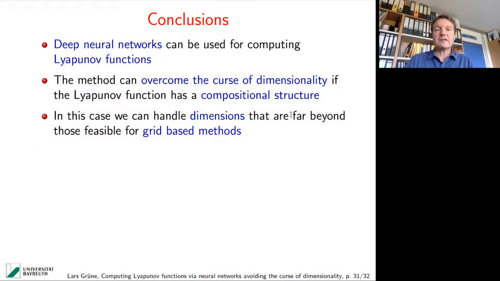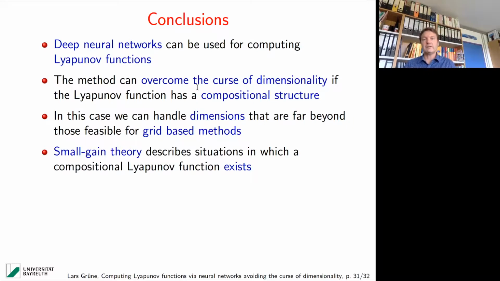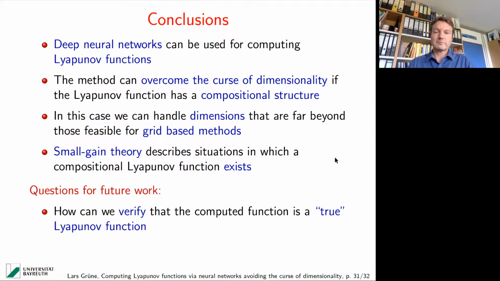And the second is that this compositional structure of the Lyapunov function is not entirely artificial, but rather follows from a well-established theory, the small gain theory, and this nicely describes situations in which a compositional Lyapunov function exists. Certainly not the only situation in which this happens, but a certain situation in which it works. What's on my list for future work?